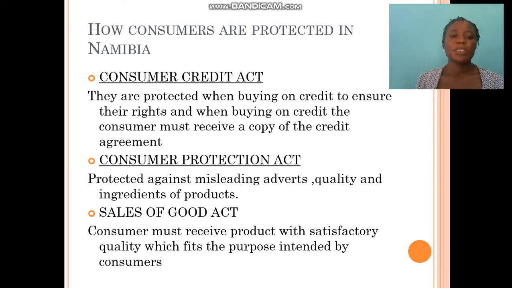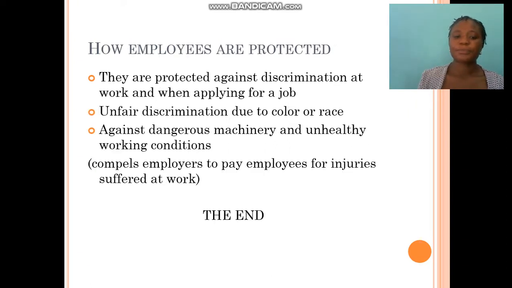And then we have the Sales of Goods Act. Here consumers must receive a product of satisfactory quality which fits the purpose intended by the consumer. There's no way you can say that inside this box there's a television, and then when you go and open the box you find a stove inside.